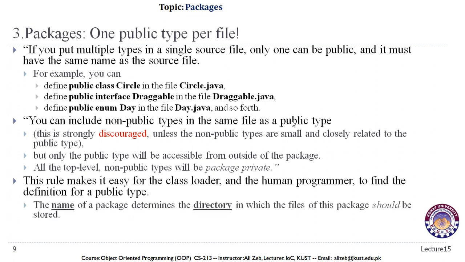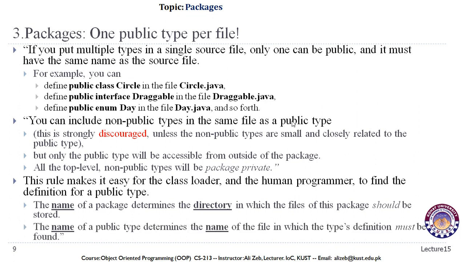The name of a package determines the directory in which the files of this package should be stored. So it's simply a folder that contains all our files. The name of a public type determines the name of the file in which the type's definition must be found. So the file name that we have been using, for example, Circle.java or Car.java, is basically the same as our class name, as we have only been using class types so far.